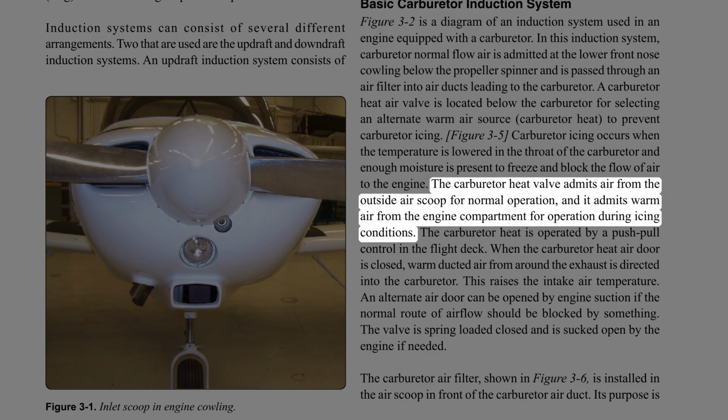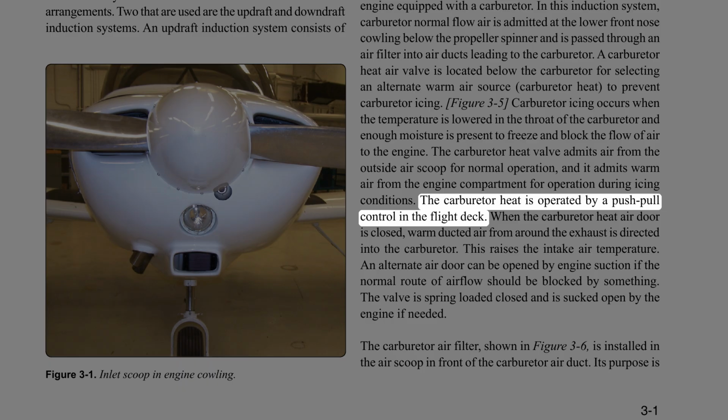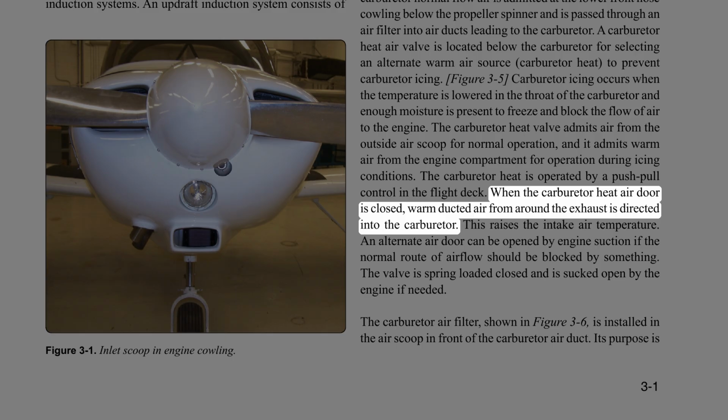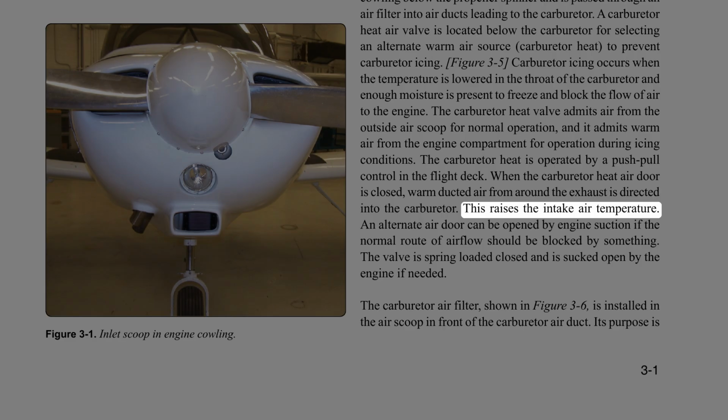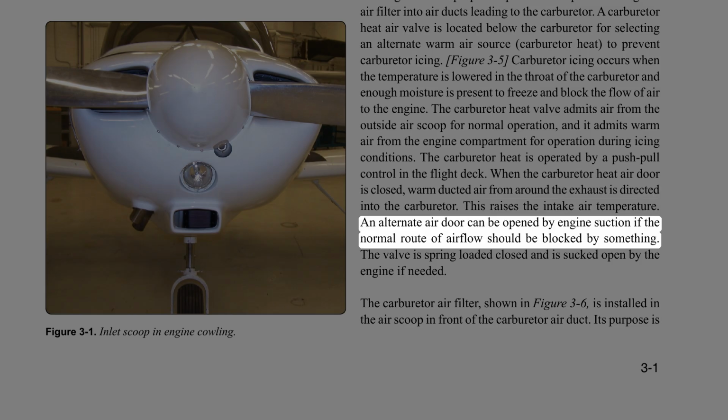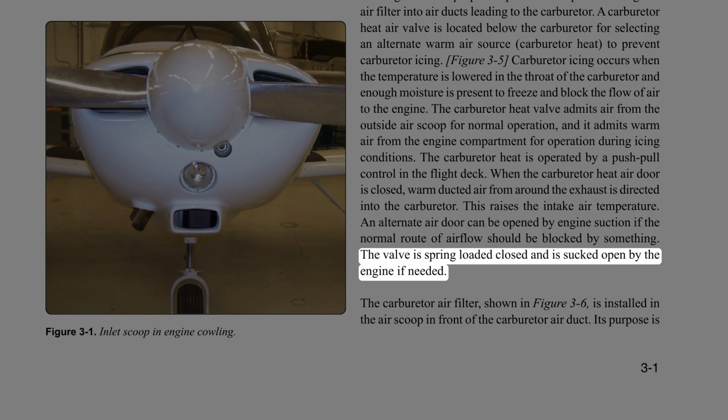The carburetor heat valve admits air from the outside air scoop for normal operation, and it admits warm air from the engine compartment for operation during icing conditions. The carburetor heat is operated by a push-pull control in the flight deck. When the carburetor heat air door is closed, warm ducted air from around the exhaust is directed into the carburetor. This raises the intake air temperature. An alternate air door can be opened by engine suction if the normal route of airflow should be blocked by something. The valve is spring-loaded closed and is sucked open by the engine if needed.